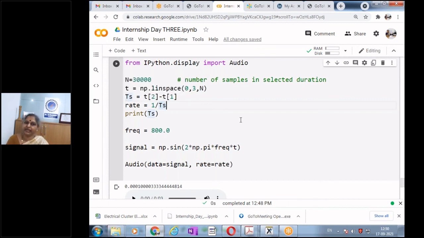Please type it out if you can: from ipython.display import audio, and let us say n is 30,000. It is some number that I decide for this time, t length space. This is the delta time, delta t, and 1 by delta t is my rate, and frequency and signal, and then the audio. This is a new command, the audio. What does audio do? If I give the signal and if I give the rate, it is going to convert it to an audio file which we can hear.